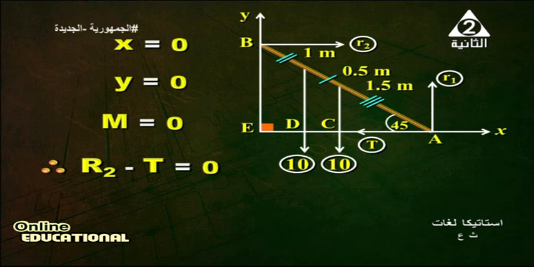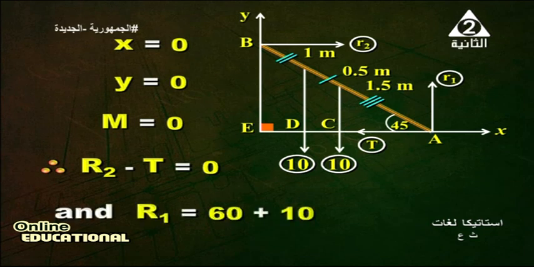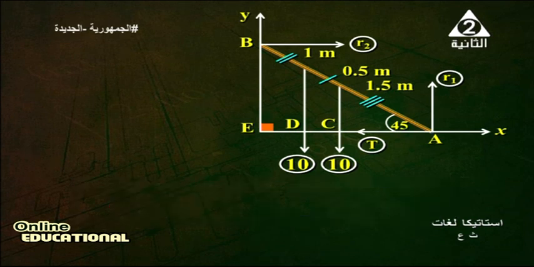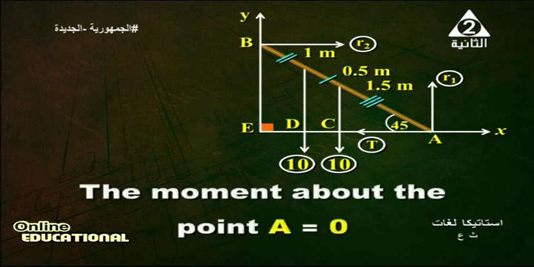As a first, in the x-axis R2 minus T equals 0. R2 right, T at left, then R2 minus T equals 0. This is equation 1. But in vertical, R1 equals 60 plus 10 equals 70. Then R2 equals T. R1 equals 70. The man, his weight equals 60. We add 60 plus 10 equals 70 equals R1.